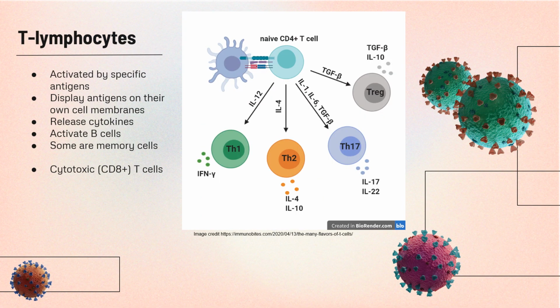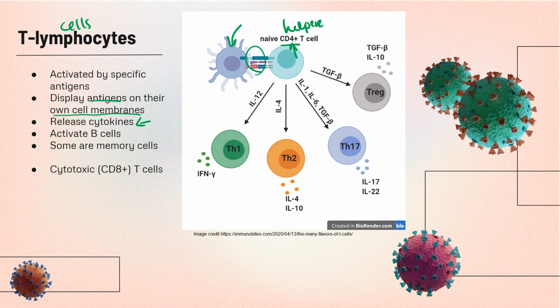Again, these T lymphocytes, or T cells for short, are activated by our macrophages. Here are those antigens. Our CD4 plus T cells are known as helper T cells. That's just the name of a protein that is on these T cells that makes them helpers. They are activated by specific antigens on those macrophages. They're then going to display the antigens on their own cell membranes. They're going to release some cytokines.